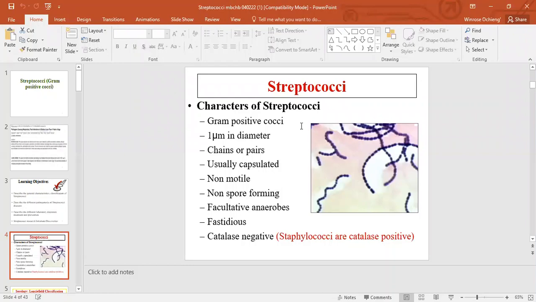They are facultative anaerobes, which means they can grow either in the presence or in the absence of oxygen. And also, they are catalase tests. Remember the catalase test when we were doing genus Staphylococcus, you were able to see that all genus Staphylococci were catalase positive. Genus Streptococci are catalase negative.